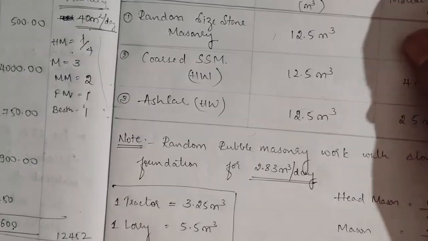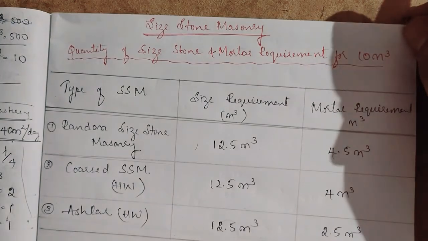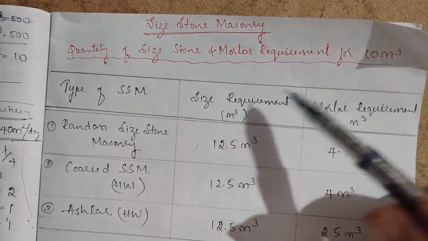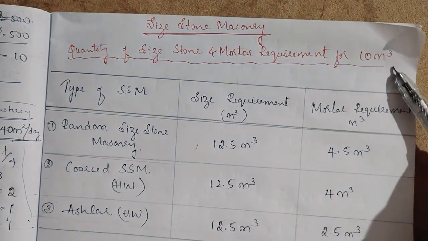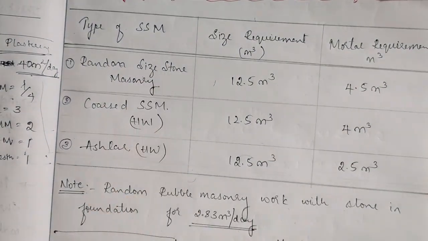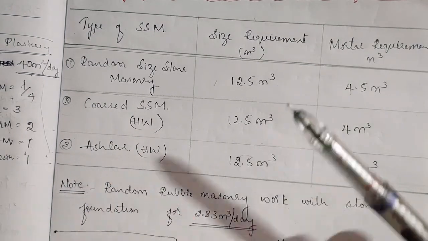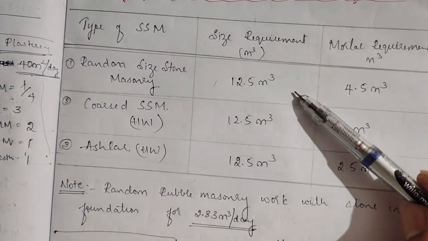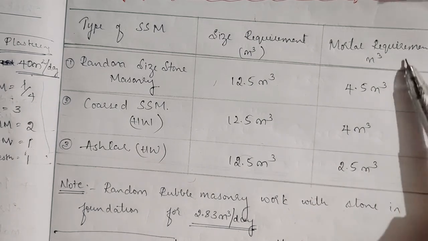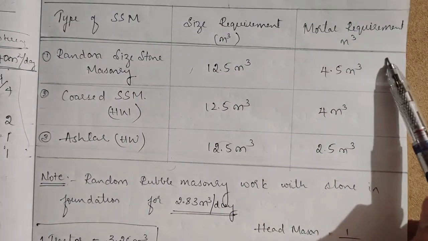Now we'll go to the side stone masonry. I already wrote it. For side stone masonry, the quantity of stone for 10 meter cube of work. The types of side stone masonry are random side stone masonry, coast SSM, Ashlar. The size requirement is 12.5 meter cube. Here what I needed to tell you is, see the mortar requirement.